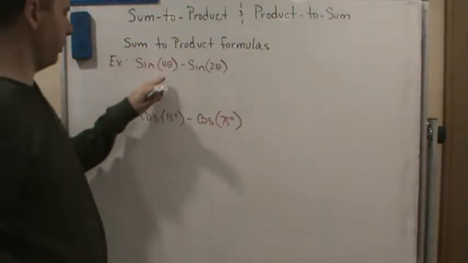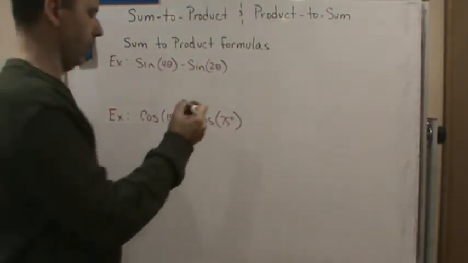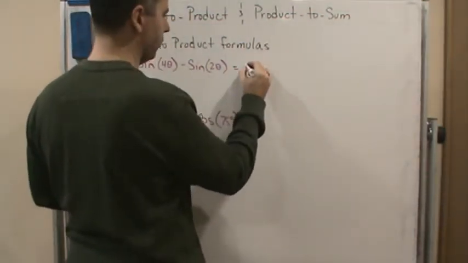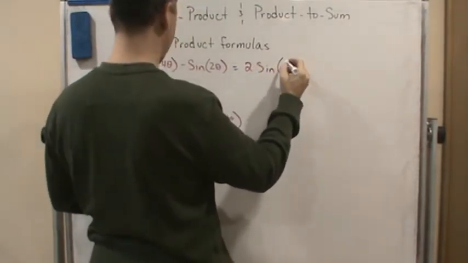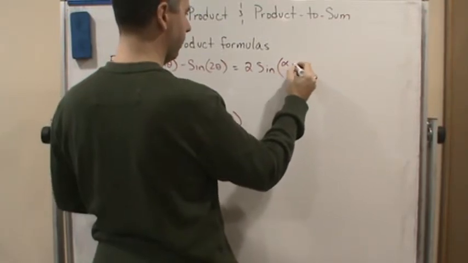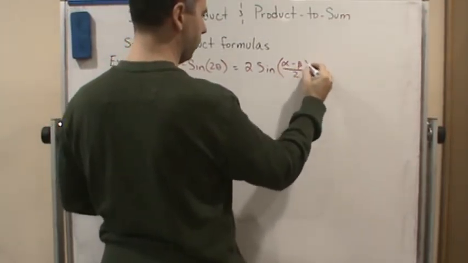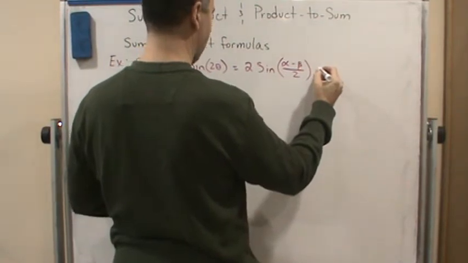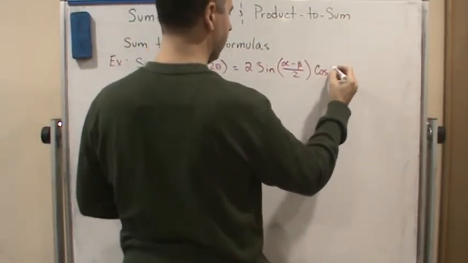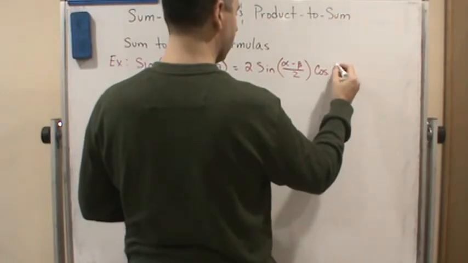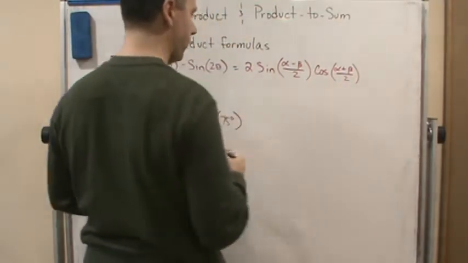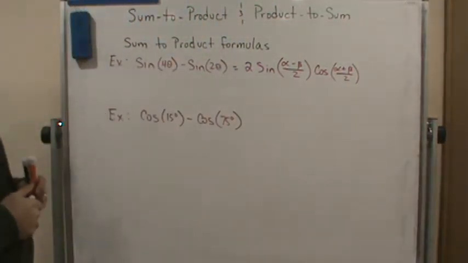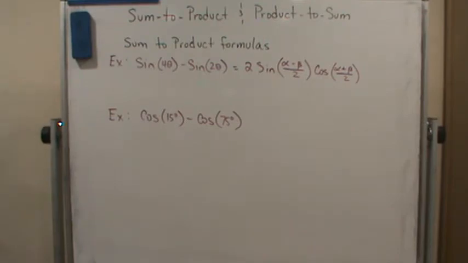So now what we're going to do is we're going to use the formula, and in this case we're going to do 2 times sine of alpha minus beta over 2 times cosine of alpha plus beta over 2. So that's the formula, right? I haven't stuck in anything because I want you to see the formula. Okay?